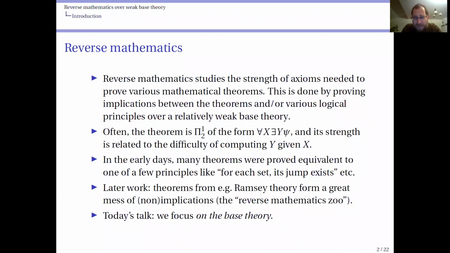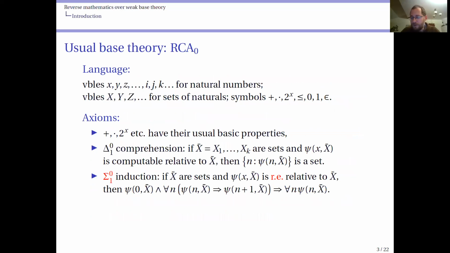Today's talk will have a slightly unusual emphasis for a talk in reverse mathematics. We will focus on the base theory, and we'll consider a weaker base theory than the one that gets studied the most. So what is the usual base theory? The usual base theory is called RCA0, where this stands for recursive comprehension axiom, recursive in the sense of computable.